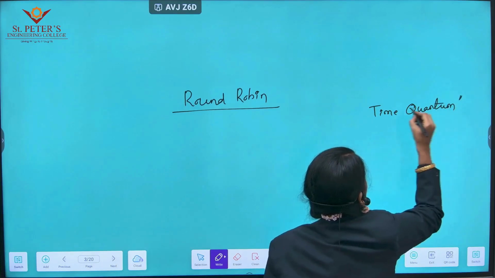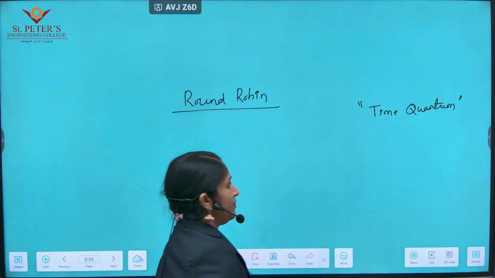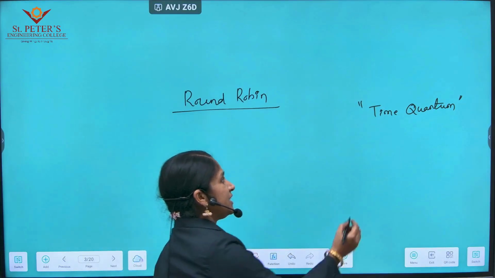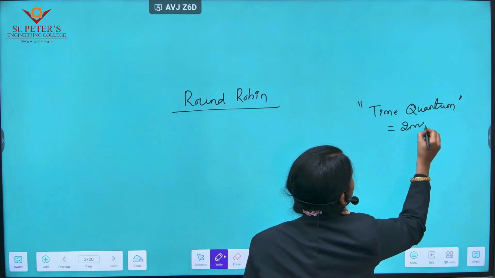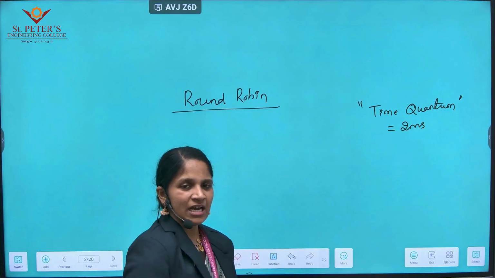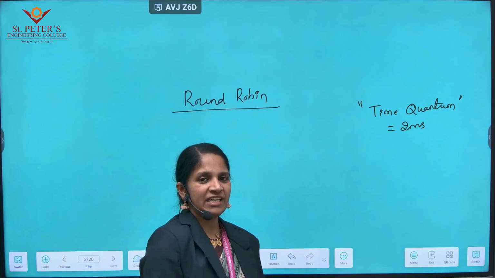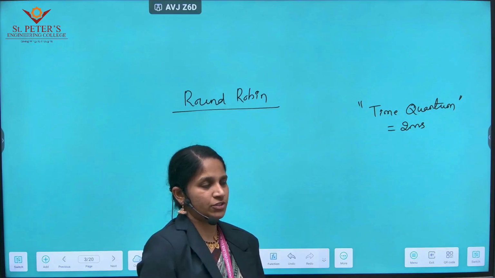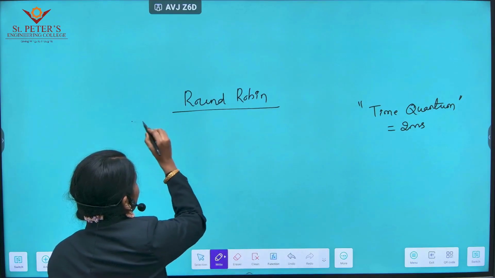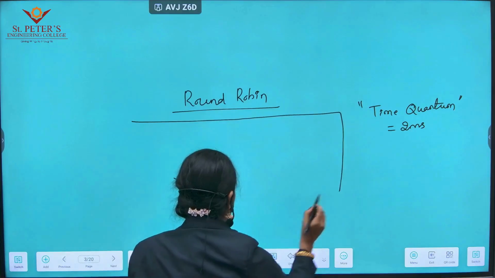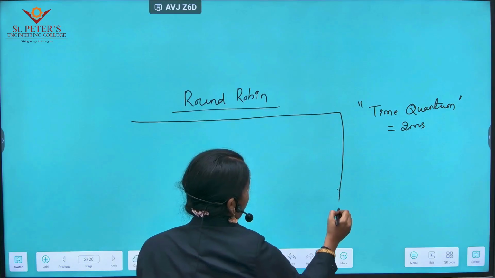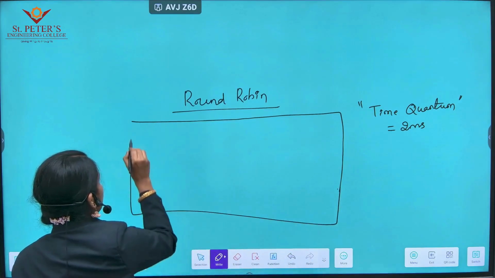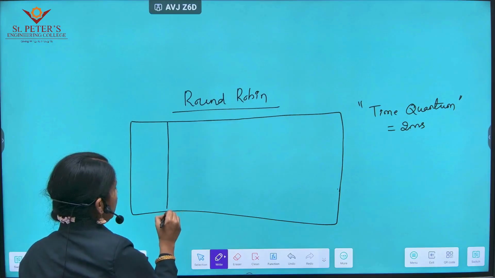Based on this time quantum, the process will be executing. So here, if your time quantum is 2 milliseconds, it means the CPU will be given 2 milliseconds for every process. Here we are taking a numerical example to solve the round robin problem.